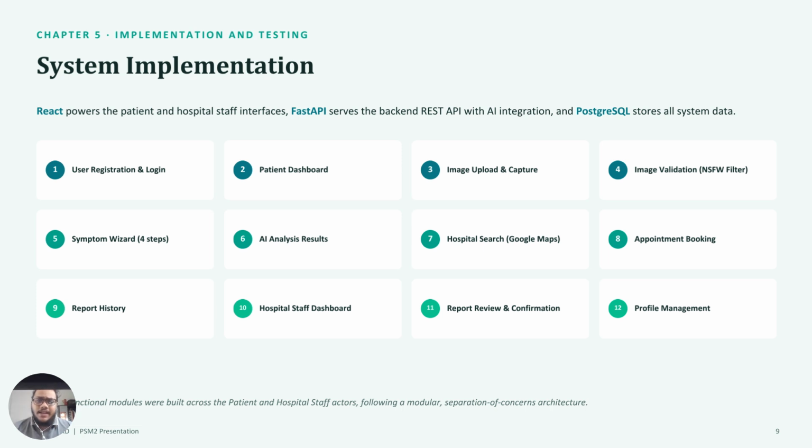The patient side includes registration and login, the patient dashboard, image upload and capture, image validation with a not safe for work filter, and the four-step system visit, the AI analysis results page, hospital search using Google Maps, appointment booking, and report history. On the hospital staff side, there's a staff dashboard, a report review and confirmation page, and profile management. Altogether, that's 16 functional modules built following a modular separation of concerns architecture.